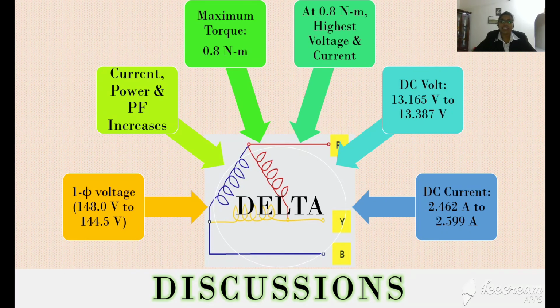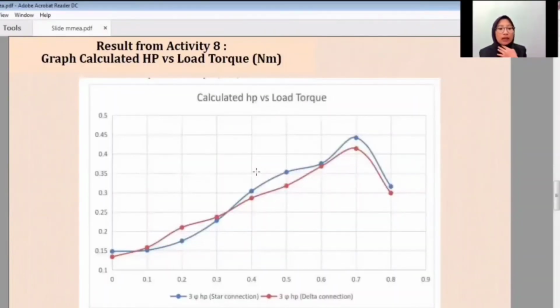Similar to the star connections, the value of the horsepower shows an increment as the load value increases as well as the power increases. Finally, the results are from activity 8, which is the graph for both star and delta connection altogether. As we can see here, both graphs of calculated horsepower versus load torque for star and delta connections increased until 0.7 Newton meter and then decreased.